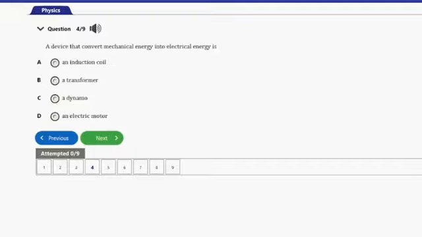That's question number 4 here. It says, a device that converts mechanical energy into electrical energy is: A. An induction coil, B. A transformer, C. A dynamo, D. An electric motor. The answer to this question is option C, and that's a dynamo. Let's go ahead and consider the next question. The question here is question number 5.